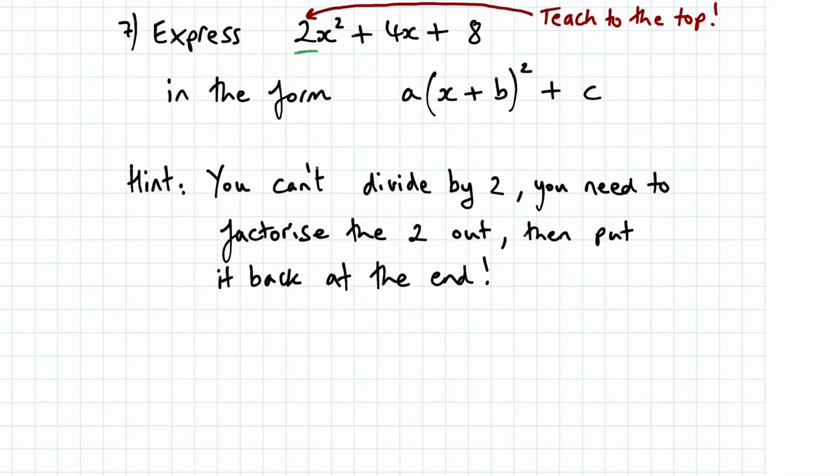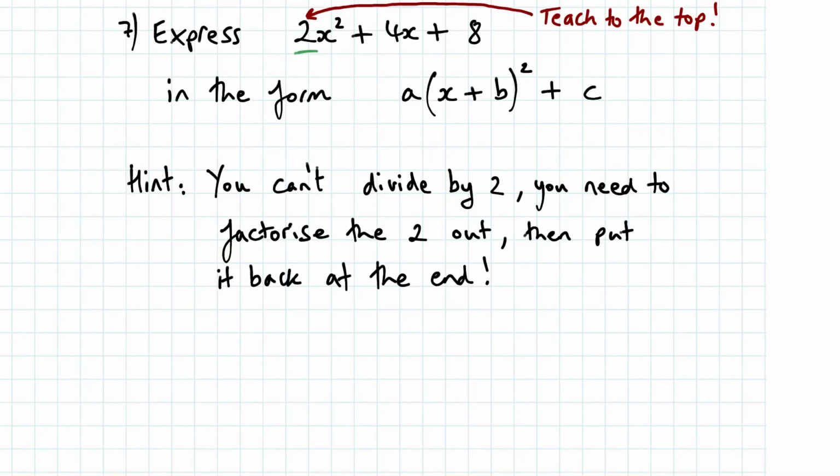This is a slightly awkward one. You've got a coefficient of x squared here and you've been asked to complete the square. The problem is this 2 is in the way. I have given a hint that you can't divide by 2 because it doesn't equal 0. So what you actually need to do is factorise the 2 and then put it back at the end. You may need to look back in your book at that or come and see me for help.